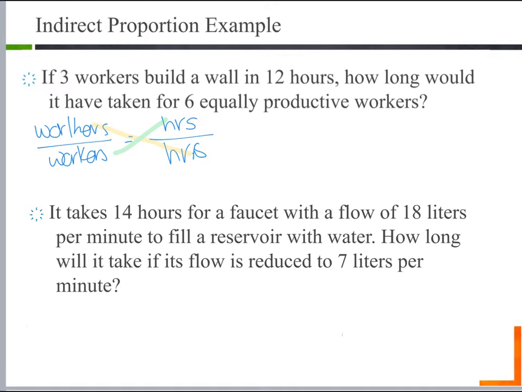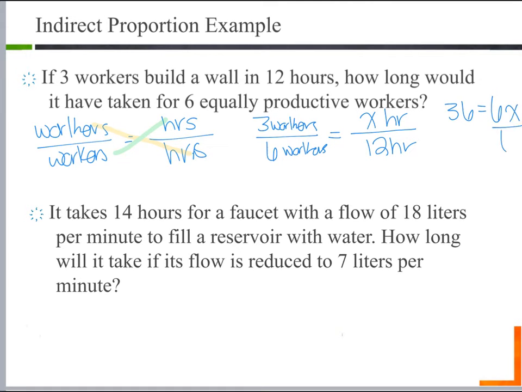So I have 3 workers takes 12 hours. And how many hours does 6 workers take? And now we're going to solve. So 3 times 12 gives me 36. 6 times x is 6x. Divide by 6 on both sides. And that gives me 6 hours.